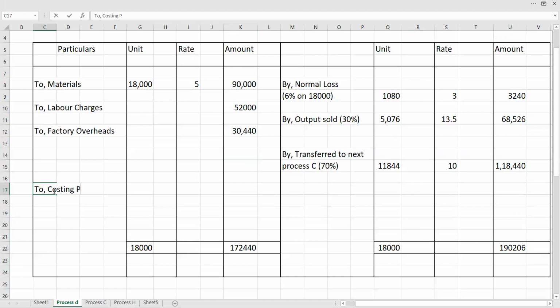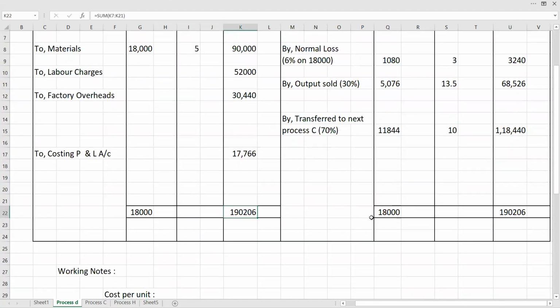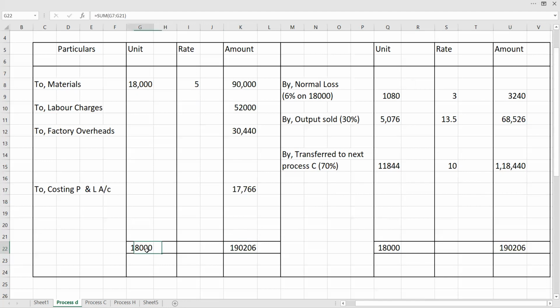So the costing... जेवढा डिफरन्स येतोय हा डिफरन्स आपल्याला कॉस्टिंग प्रॉफिट अँड लॉसला ट्रान्सफर करायचा आहे, and the difference is 17,766. See, our columns are match. आपले कॉलम जे इथे मॅच झालेत. इथे प्रोसेस डी अकाउंट जे आहे आपला प्रिपेअर झालेलं आहे. Account is tally.